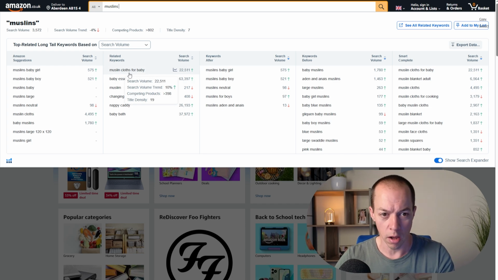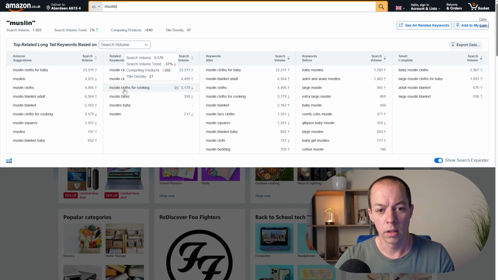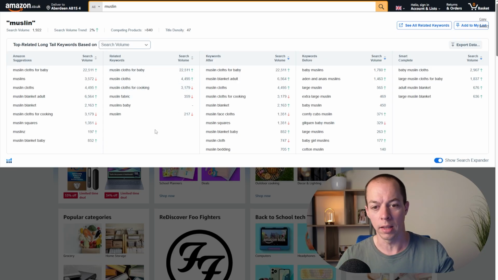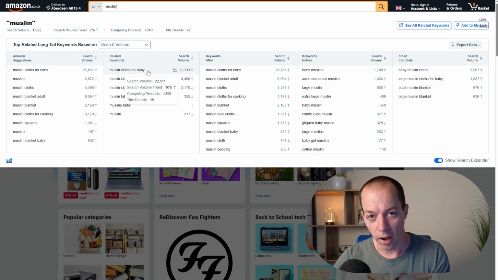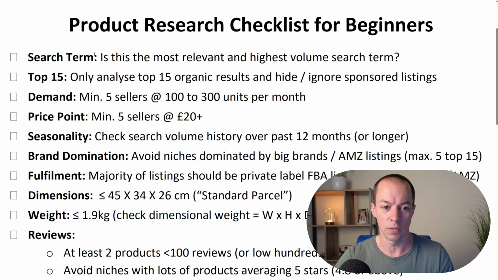And I think I saw another one earlier, which was muslin cloths for cooking as well. So that's why you just can't use muslin cloths, because that is going to cover both baby and cooking. So hopefully that gives you a good example of why it's so important to choose the most relevant and the highest volume search term, but not necessarily the highest volume search term. So let's do this with muslin cloths for baby. We'll use it as an example in this video.